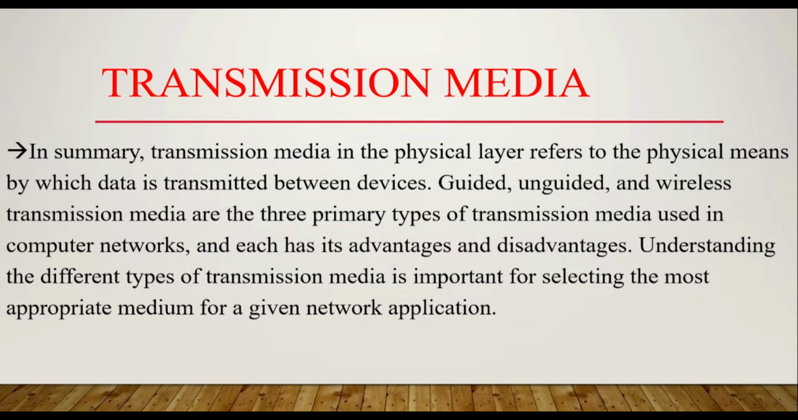In summary, transmission media is the physical layer guide, referring to the physical means by which data is transmitted between devices. Guided, unguided, and wireless transmission media are the three primary types of transmission media used in computer networks, and each has its advantages and disadvantages. Understanding the different types of transmission media is important for selecting.